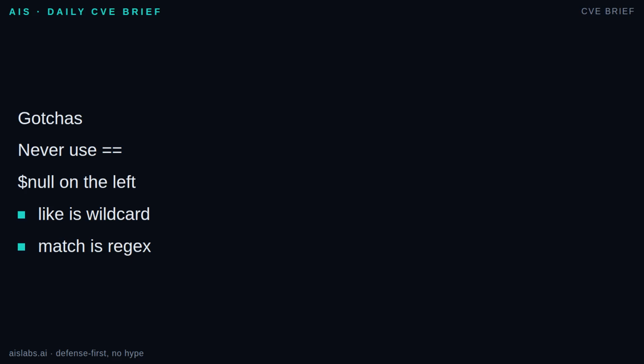Third, -like uses PowerShell wildcards, star and question mark. Fourth, -match uses regular expressions, which are more powerful and easier to misuse. Both Windows PowerShell 5.1 and PowerShell 7 are case-insensitive by default for these operators. If you need case-sensitive tests, use -CEQ, -CLike, or -CMatch. Also remember, an if statement is not monitoring, it is just decision logic.